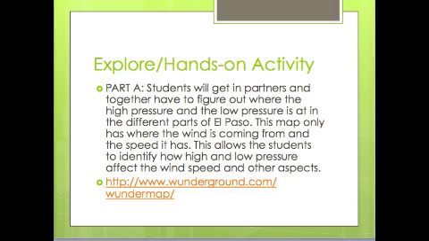Explore. Part A. Students will get in partners and together have to figure out where the high pressure and the low pressure is in different parts of El Paso. This map only has where the wind is coming from and the speed it has. This allows the students to identify how high and low pressures affect the wind speed and other aspects.